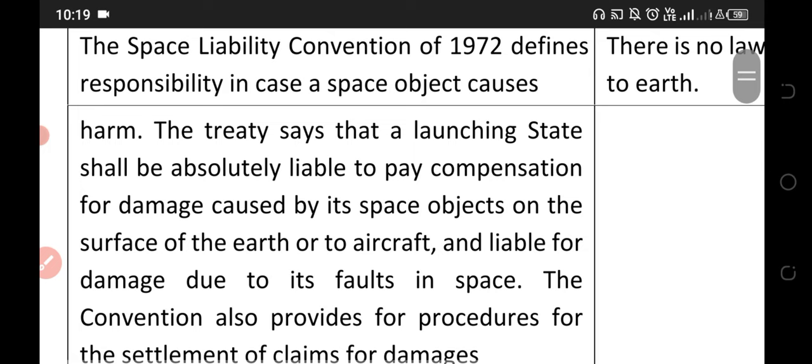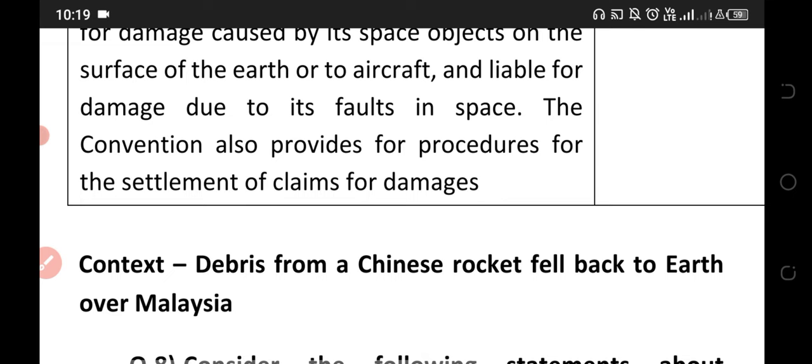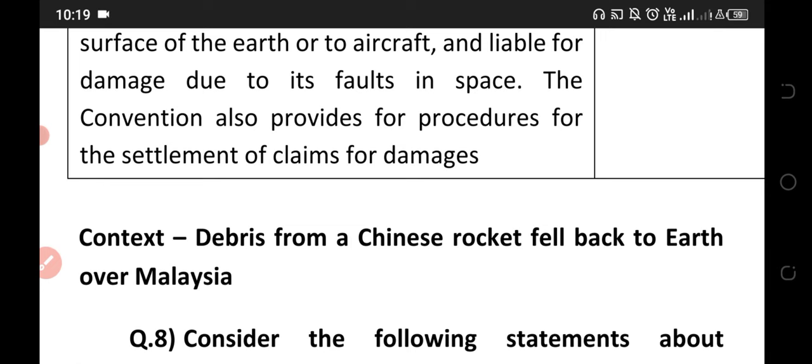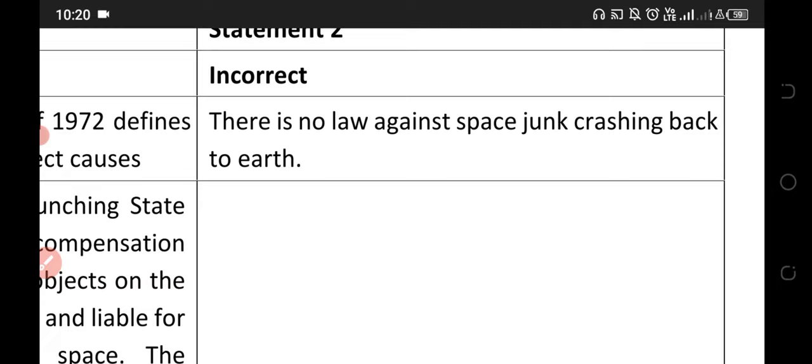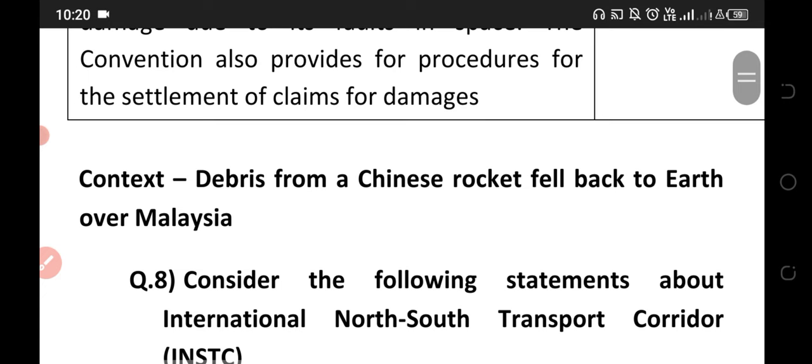The Space Liability Convention of 1972 defines responsibility in case a space object causes harm. The treaty says that a launching state shall be absolutely liable to pay compensation for damage caused by its space object on the surface of the Earth or to aircraft, and liable for damage due to its fault in space. The convention also provides procedures for the settlement of claims for damage. There is no law against space junk crashing back to the Earth. It is in the news: debris from a Chinese rocket fell back to the Earth over Malaysia.